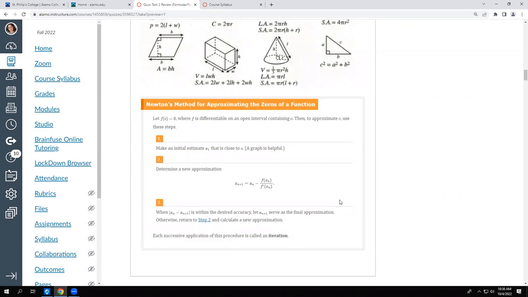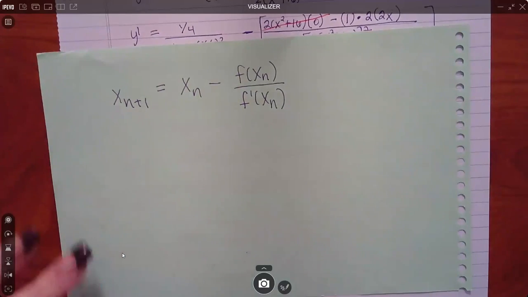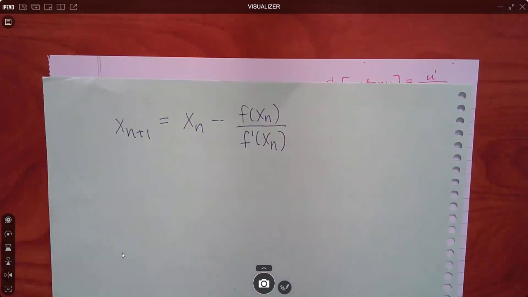I have it on this sheet of paper. Essentially, it gives you a way to find these approximations. And what you do is you start off with a guess. Okay. I think in that orange little note box, it says you usually want to graph it so that you can have an idea of where your guess is at.